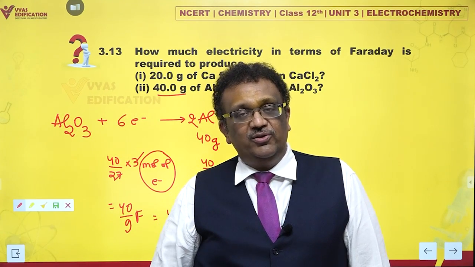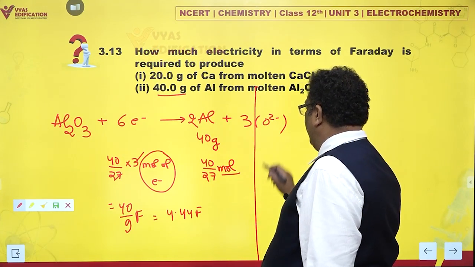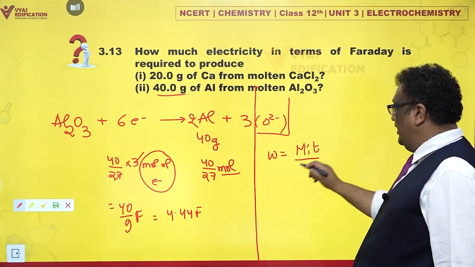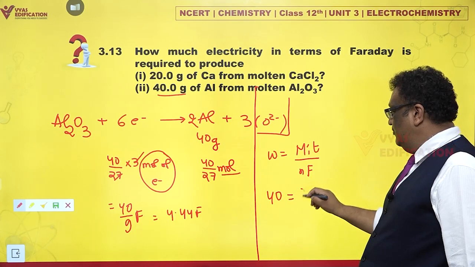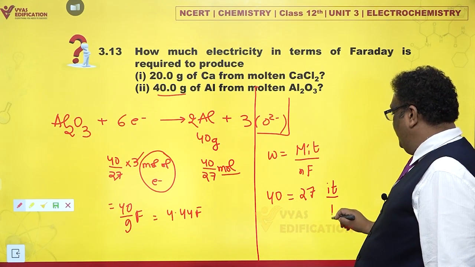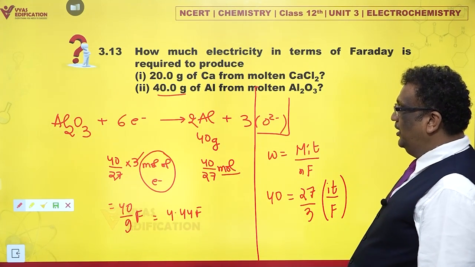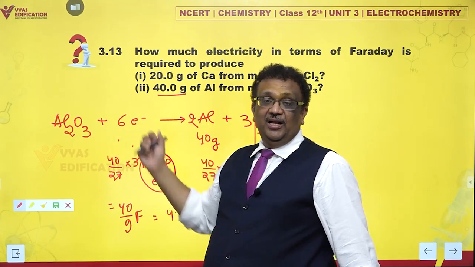Oh my God, you didn't use the formula. If you want, I can do that again, no problem. So the formula would run like this. W is MIt by nF. W is 40 grams. M is 27, atomic mass of aluminium. It by F will remain as it is. And n has a value of 3. Why 3? With 1 aluminium, you need 3 electrons.